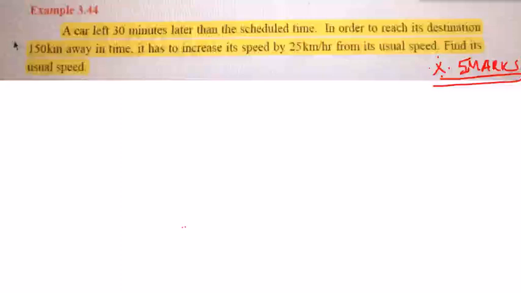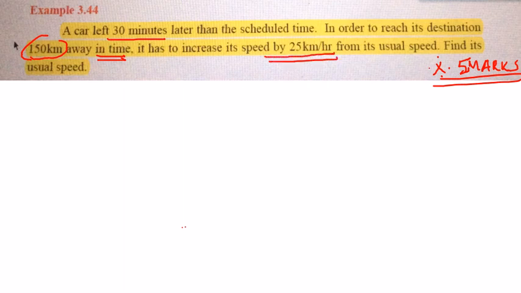So example 3.44 is an interesting 5-mark question. Slowly we'll read the sum and then we will proceed to solve the problem. A car left 30 minutes later than the scheduled time, and in order to reach its destination, which is 150 kilometers away, on time, he had to increase the speed by 25 kilometers per hour from its usual speed. You have to find the usual speed.